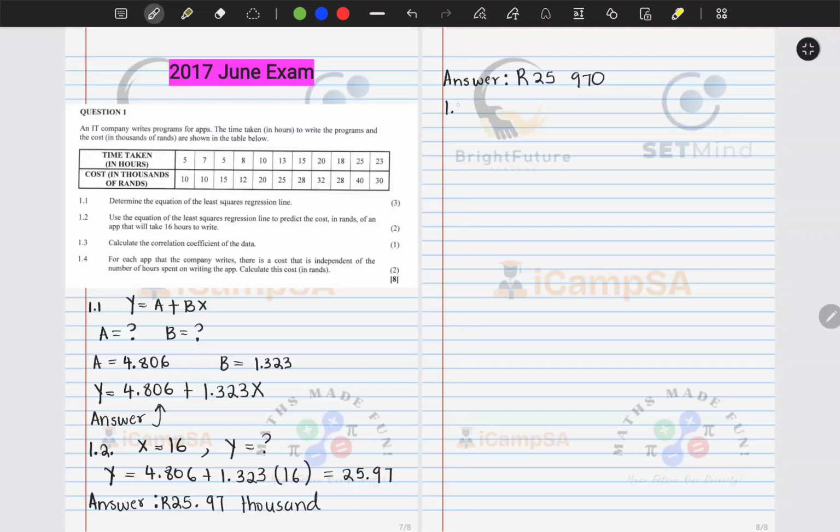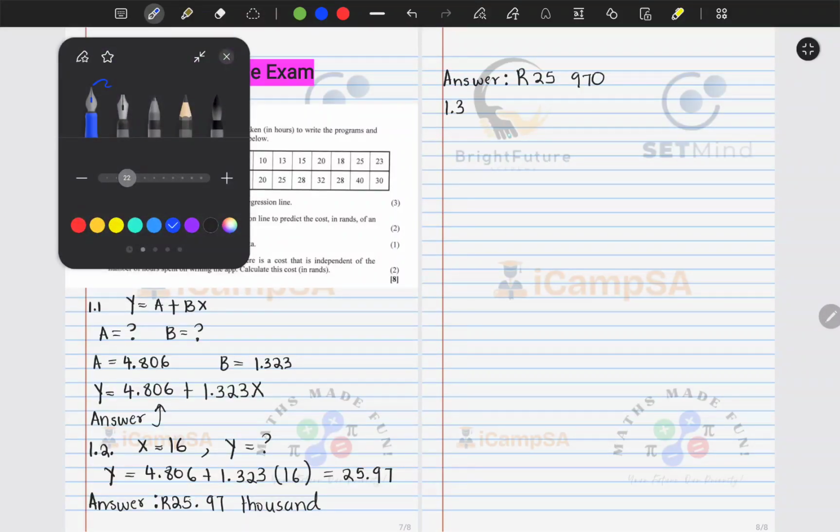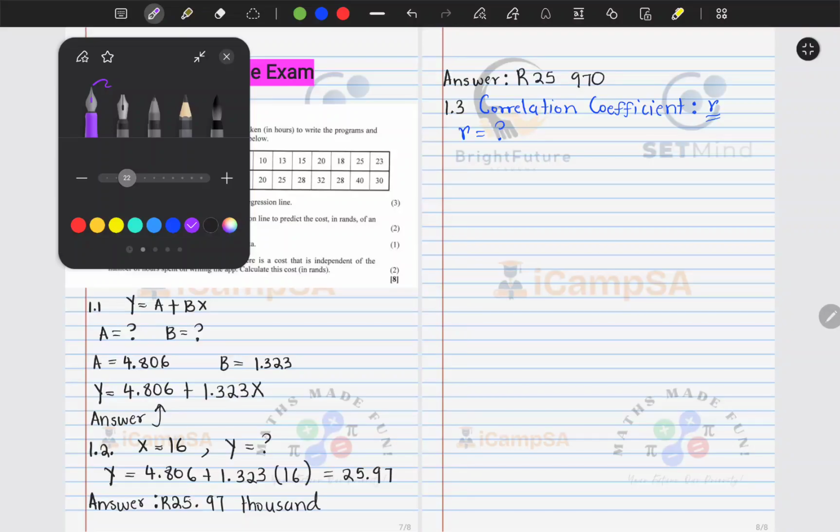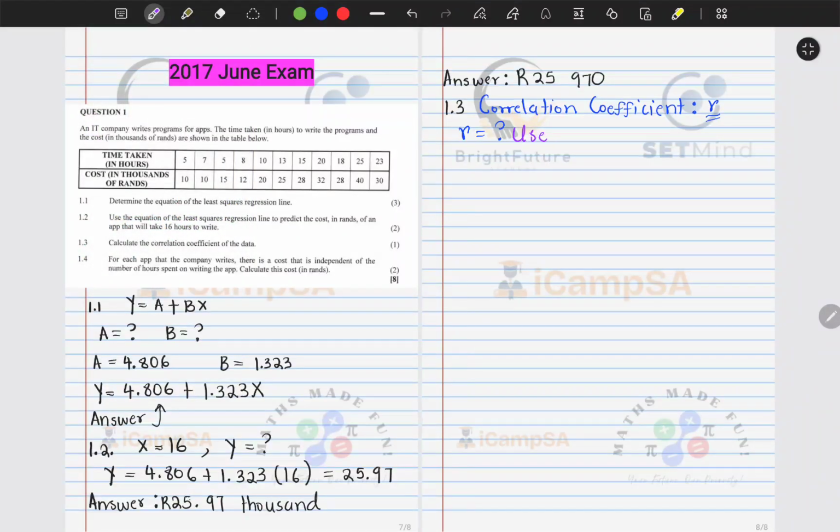Now let's go for 1.3. In 1.3, we are required to find the correlation coefficient. By correlation coefficient, we are referring to R. So essentially, what is R equal to? And as we do with all problems, you're going to use your calculator to get this.